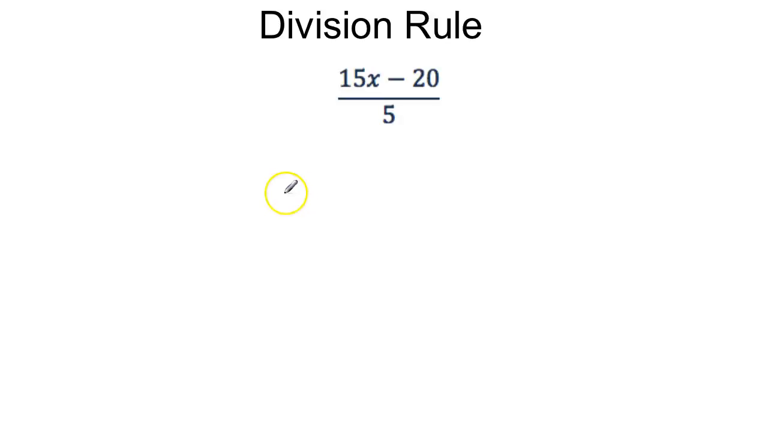So each one, you'll have the 5 on the bottom, right? And then in the middle, you'll have a minus sign. The first one is 15x. The second one is 20. So you just split it in half.